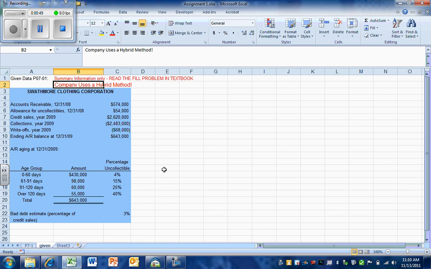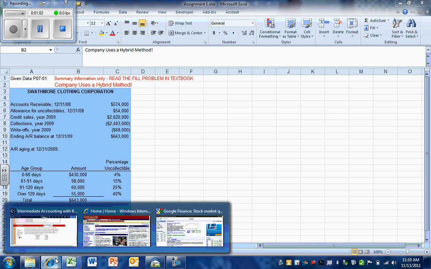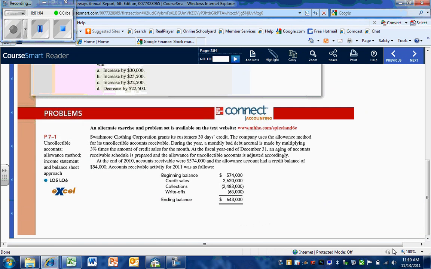And in it, I have put the given information. Remember, this is a summary of the information. You need to read the full problem in the textbook. So let's do that. Let's take a look at this problem.